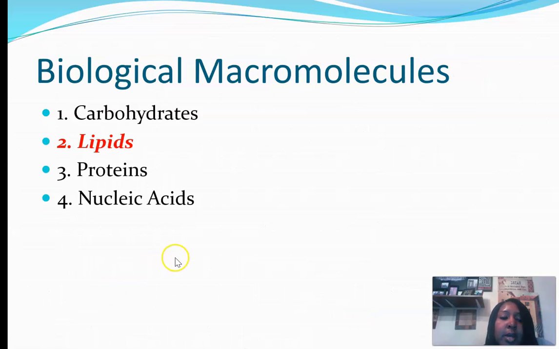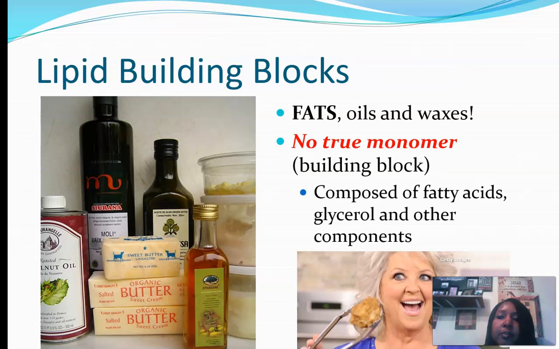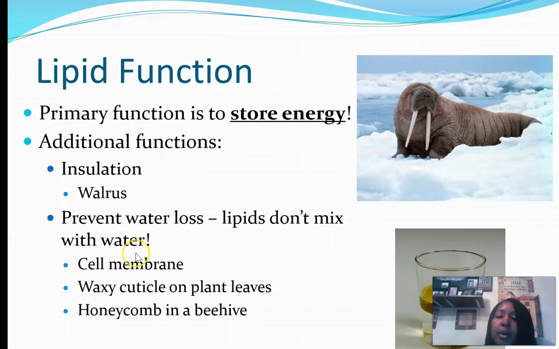All right, the next macromolecule we're going to talk about is lipids. Lipids are fats, oils, and waxes. They don't have a true monomer, but they are made up of fatty acids, glycerol, and other components. So for the building block, you can put fatty acid and glycerol. The primary function of lipids is to store energy. Some additional functions would be insulation.